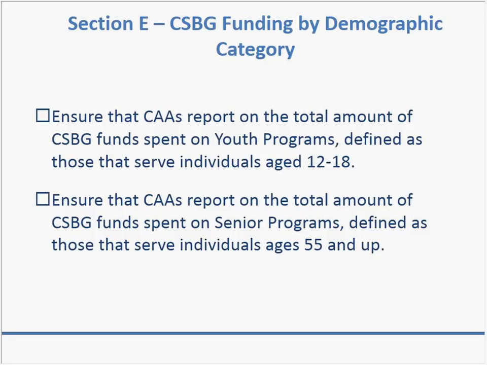CSBG funding by demographic category. So this is describing the youth and the senior section of Table 2. Youth is defined as individuals aged 12 to 18, and senior defined as individuals ages 55 and up. That's just for the purposes of reporting CSBG data.